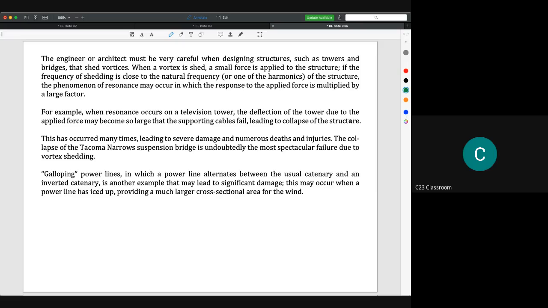The collapse of the Tacoma Narrows suspension bridge is undoubtedly the most spectacular failure due to vortex shedding. And also another phenomenon called galloping power line, in which a power line alternates between the usual catenary and an inverted catenary, is another example that may lead to significant damage. This may occur when a power line has ice on it, providing a much larger cross-sectional area for the wind.